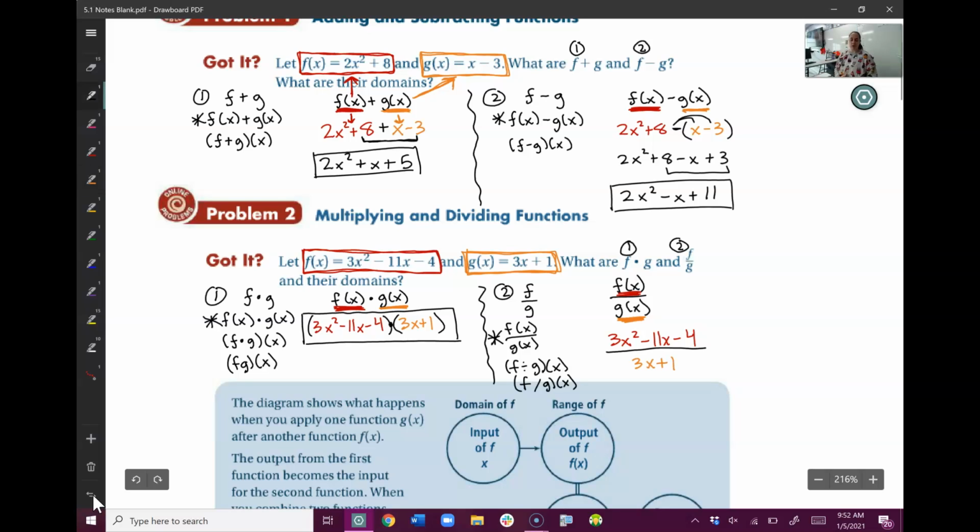And you could do long division on that and simplify it, but we don't need to, so why do it if we don't need to? We're just going to say that's our answer. f of x divided by g of x. And that's multiplication and division. In the last video, we'll talk about our new thing that you've never done before, which is composition.